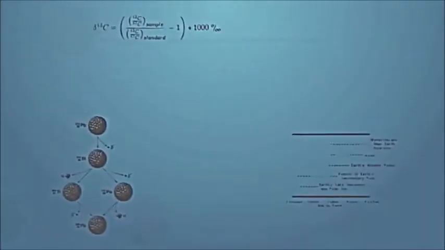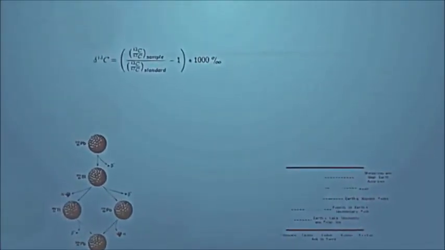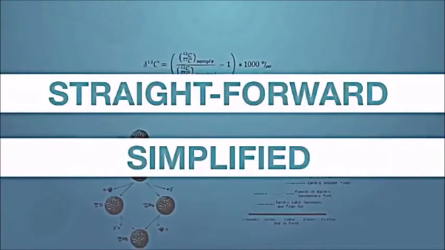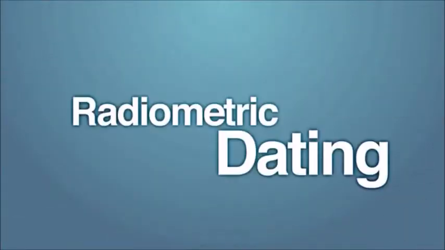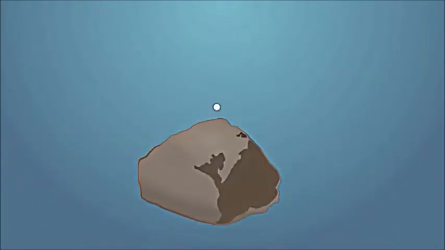Now a video on the topic of radiometric dating. Keep in mind that there's all kinds of scientific jargon on this topic, and so we'll just present a very straightforward, simplified version of the process. Radiometric dating is the process of estimating the ages of rocks based on the decay of radioactive elements in them.